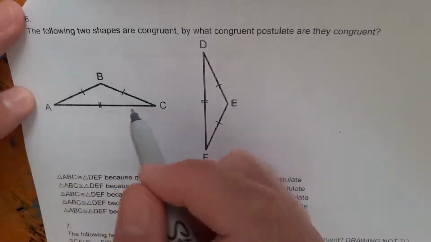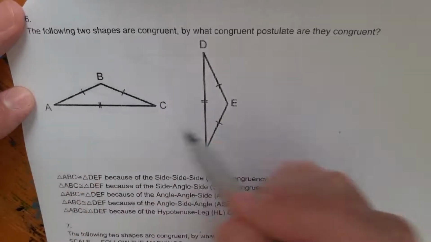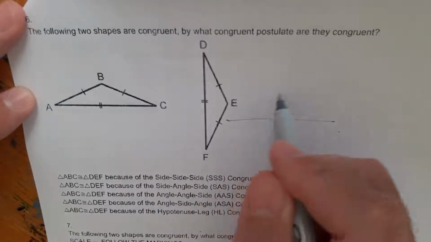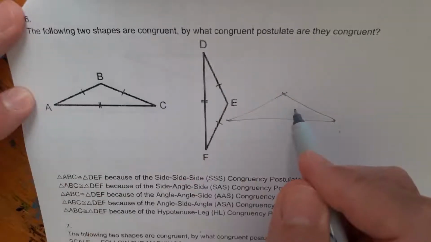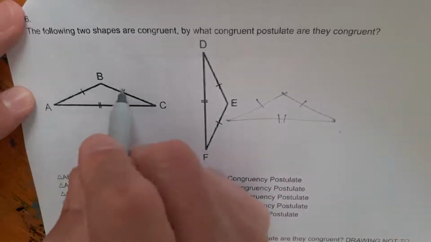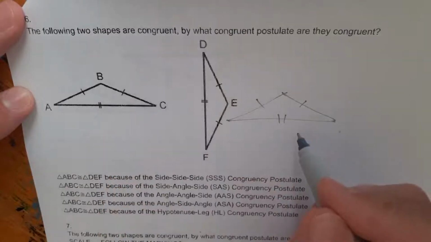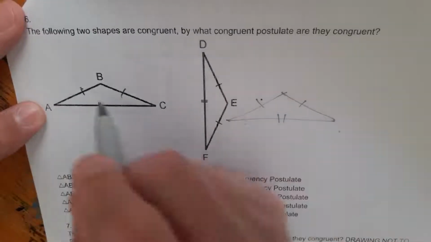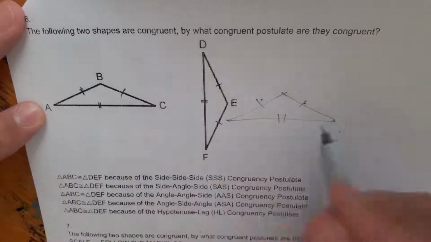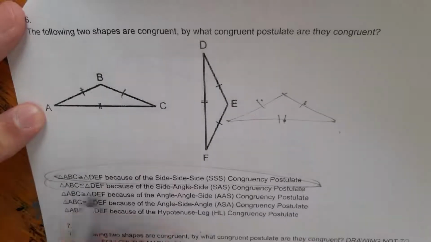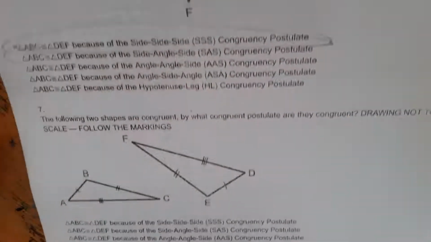All right, so this looks like side, side, side to me. I don't see even any angles involved, right? So I know what we know so far, and if I laid this one down in the same orientation as this one, then I would have this here, and that would look like my three sides being equal to my three sides. All right, now, this one's equal to this one, and this one's equal to this one, and this one's equal to this one. So side, side, side congruency postulate. Again, a review from last lesson.